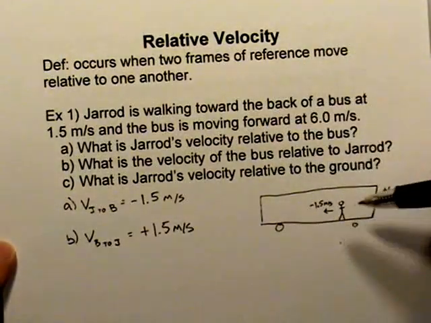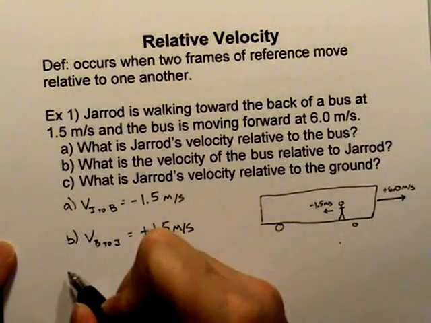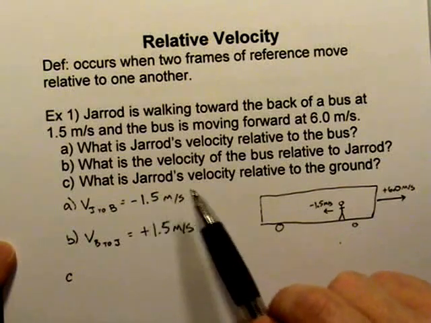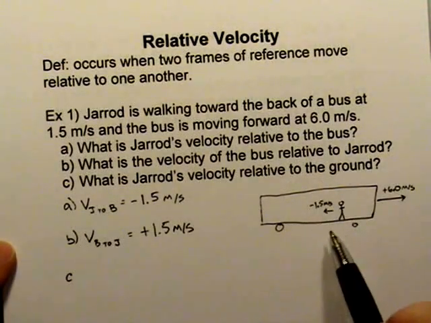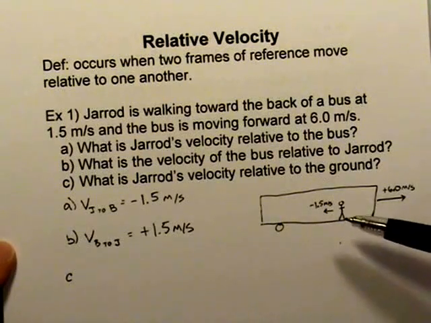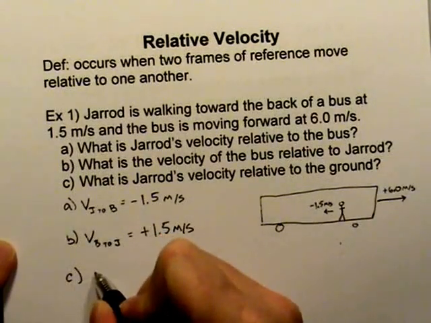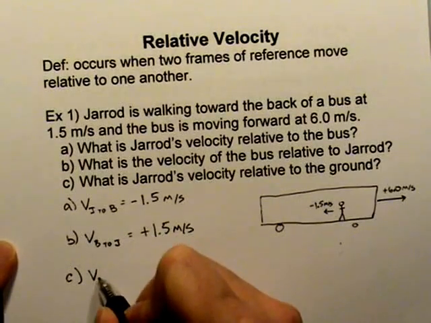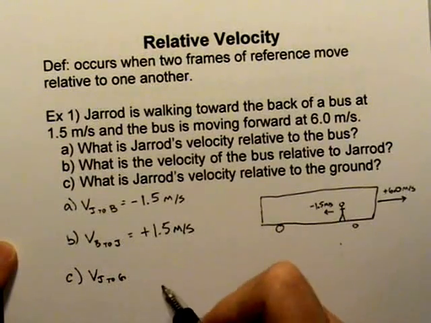So Jared moves relative to the bus, which moves relative to the ground. So in part C, we're trying to determine what is Jared's velocity relative to the ground. So the bus is moving forward at 6, but Jared is moving in the opposite direction within the bus, and so ultimately, this is the velocity of Jared to the ground.